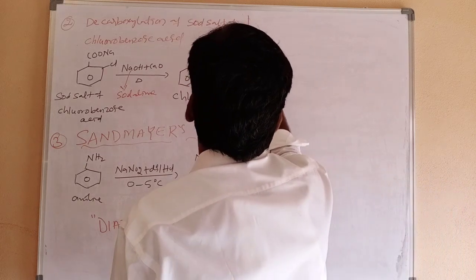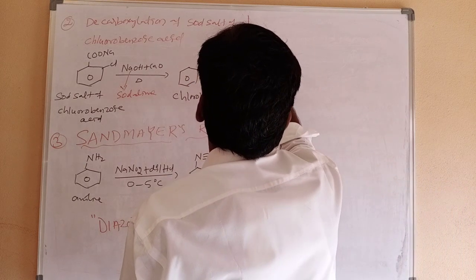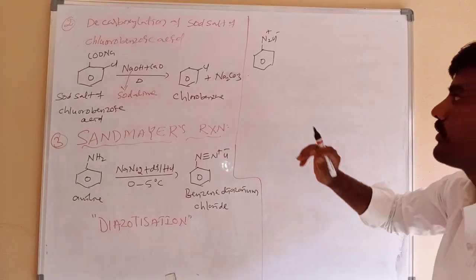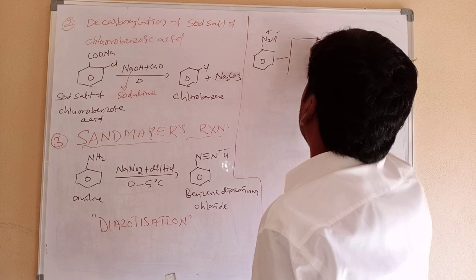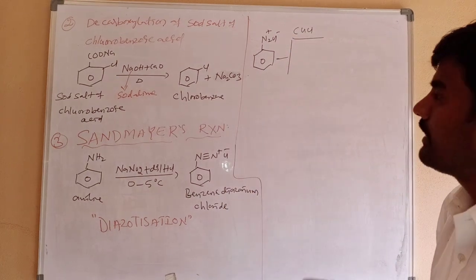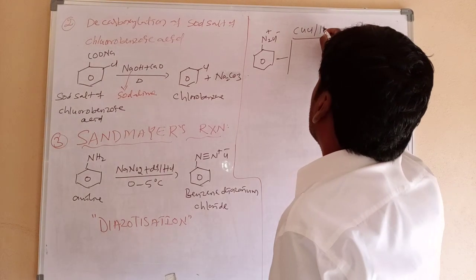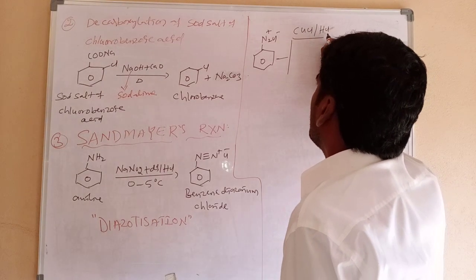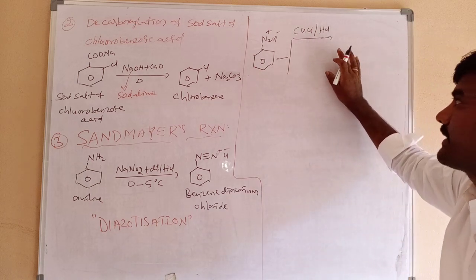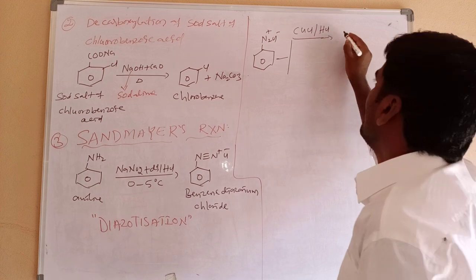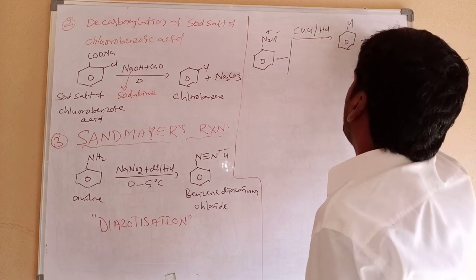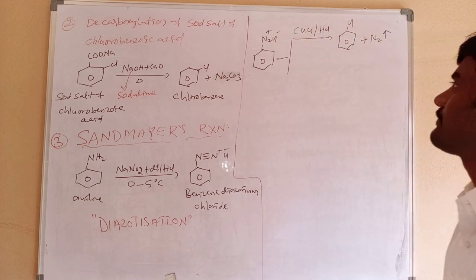Now this is benzene diazonium chloride, N2 plus Cl minus. Benzene diazonium chloride reacts with cuprous chloride, CuCl, in the respective hydrogen halide. For example, here chlorine is there, so hydrogen chloride. Here bromine is there, so hydrogen bromide. It forms halobenzene. This is chlorobenzene, and nitrogen gas is liberated.